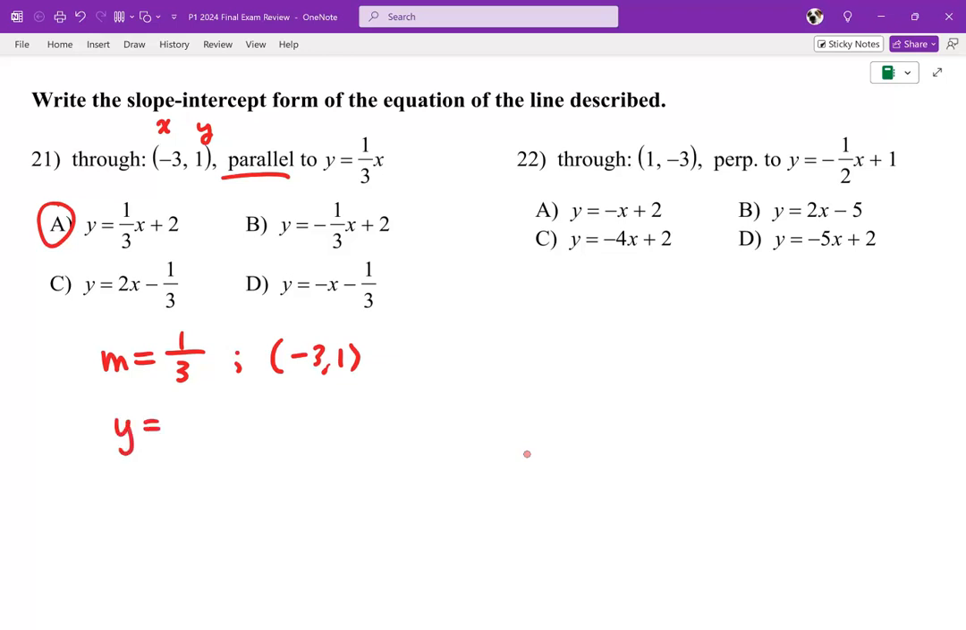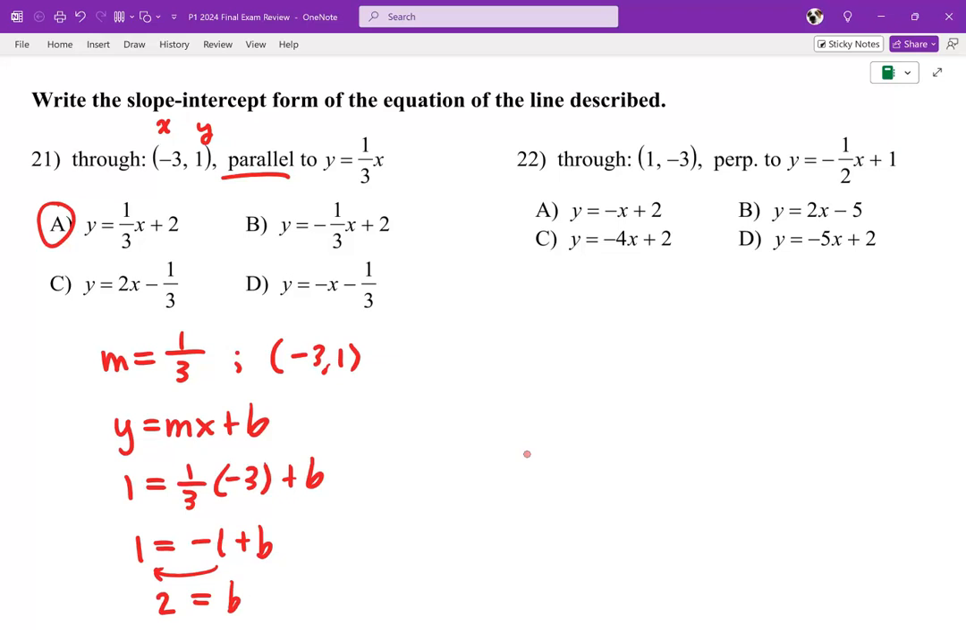I'm going to plug that into this equation. So y is 1, m is 1/3, x is negative 3, plus b. So that's 1 equals negative 1 plus b. So move the 1 over, and b is 2. So there it is. b is 2, slope is 1/3. So it has to be A. Okay, so here's your equation: y equals 1/3 x plus 2.